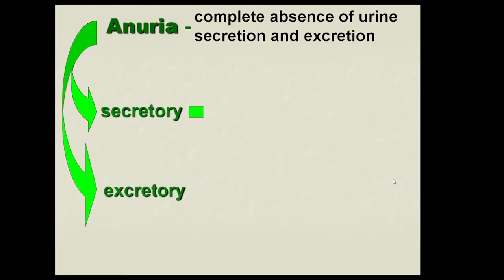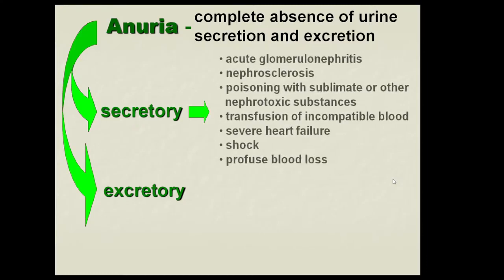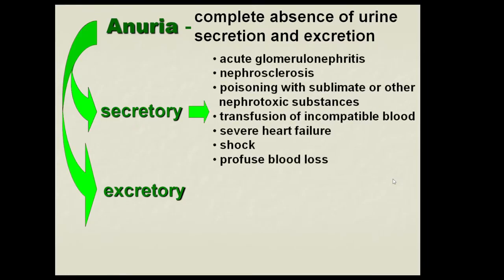Secretory anuria appears due to severe problem with glomeruli. It is characteristic for acute glomerulonephritis. It is a result of progressive nephrosclerosis, when the active units of kidney progressively decrease due to pathological growth of connective tissue.